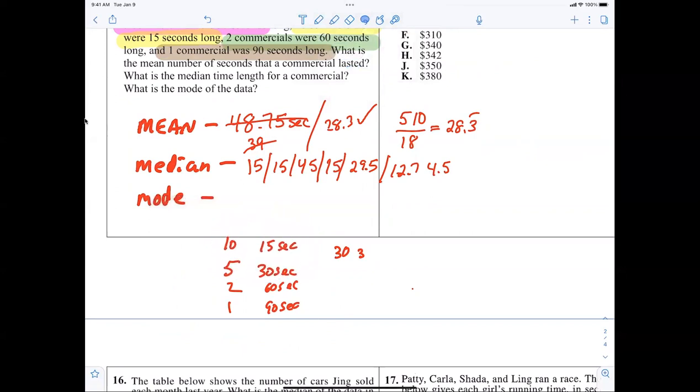Hold on. Let's see if that's right now. Let's see if we're right. Okay. So what are we between here? How many numbers were there? So we're between the 9 and 10, correct? Yeah, so it's still what? 15. It's still 15, because the 9 and 10 are in the 15-second range.